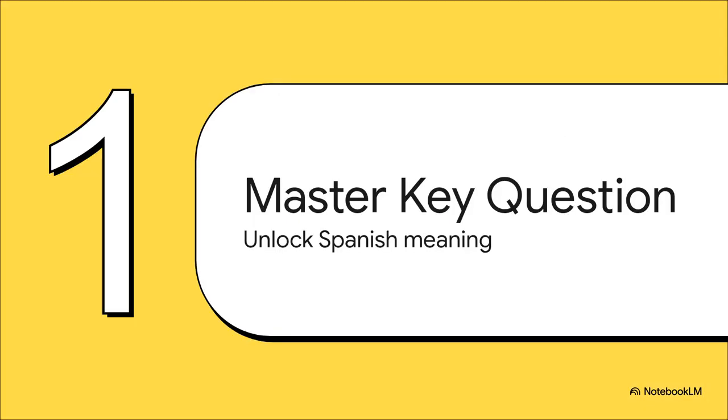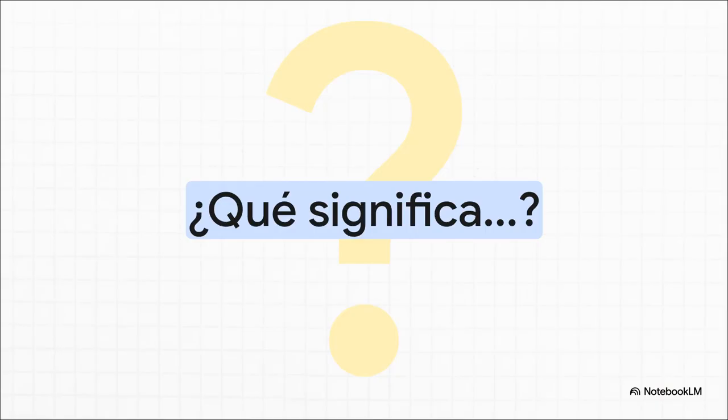Section 1. The Master Key Question. Here's the secret when you're learning a new language. You honestly don't need to know every single word on day one. What you really need is a cheat code. You need a tool that lets you point at something or repeat a sound you just heard and immediately get the meaning. And that crucial phrase is, ¿qué significa? In English, that translates perfectly to, what does it mean or what is the meaning of?